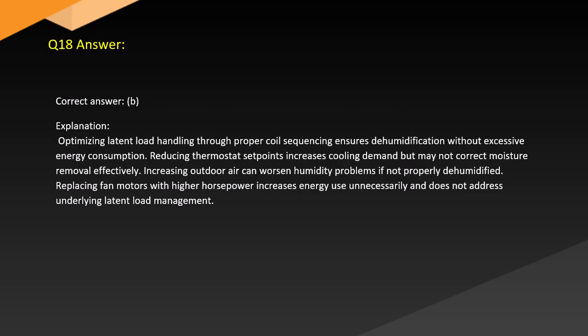Answer. Correct answer, B. Explanation. Optimizing latent load handling through proper coil sequencing ensures dehumidification without excessive energy consumption. Reducing thermostat set points increases cooling demand but may not correct moisture removal effectively. Increasing outdoor air can worsen humidity problems if not properly dehumidified. Replacing fan motors with higher horsepower increases energy use unnecessarily and does not address underlying latent load management.